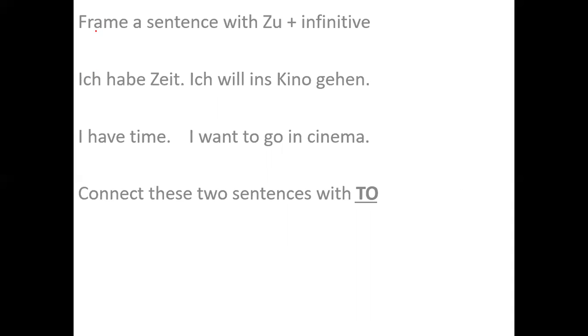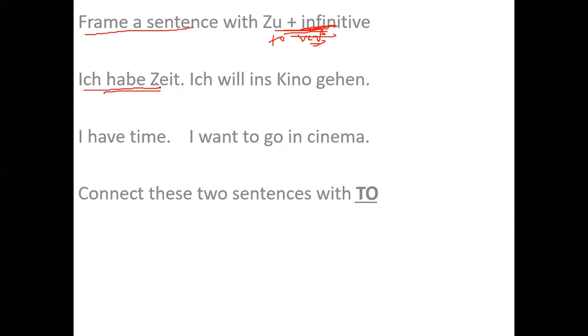You will get a question like this: frame a sentence with zu plus infinitive. Frame a sentence with zu plus infinitive. So zu plus infinitive means to plus verb, right? So sentences are given to you. First sentence, it says ich habe Zeit.